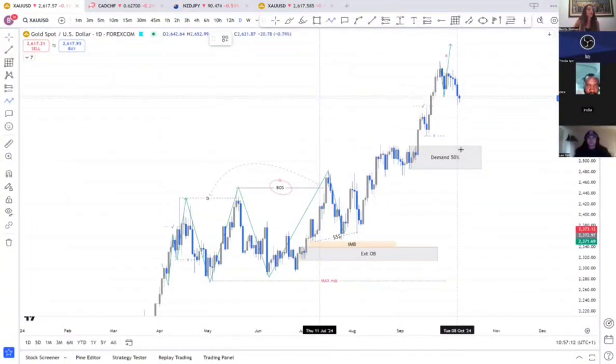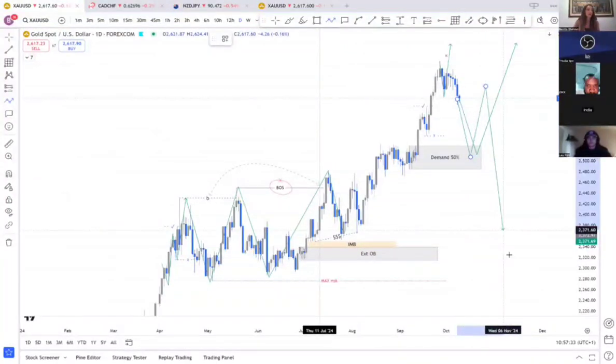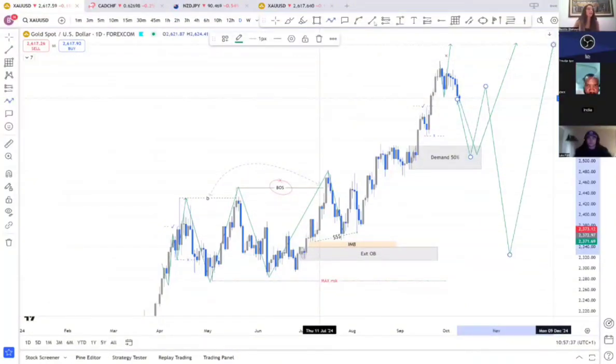It can either take this inducement here and go straight up and create a new break of structure, or it can definitely react here. It might fail to create a new break of structure, and then it might continue down and take the liquidity pool. So the lowest liquidity pool, which I call low liquidity, is right here.